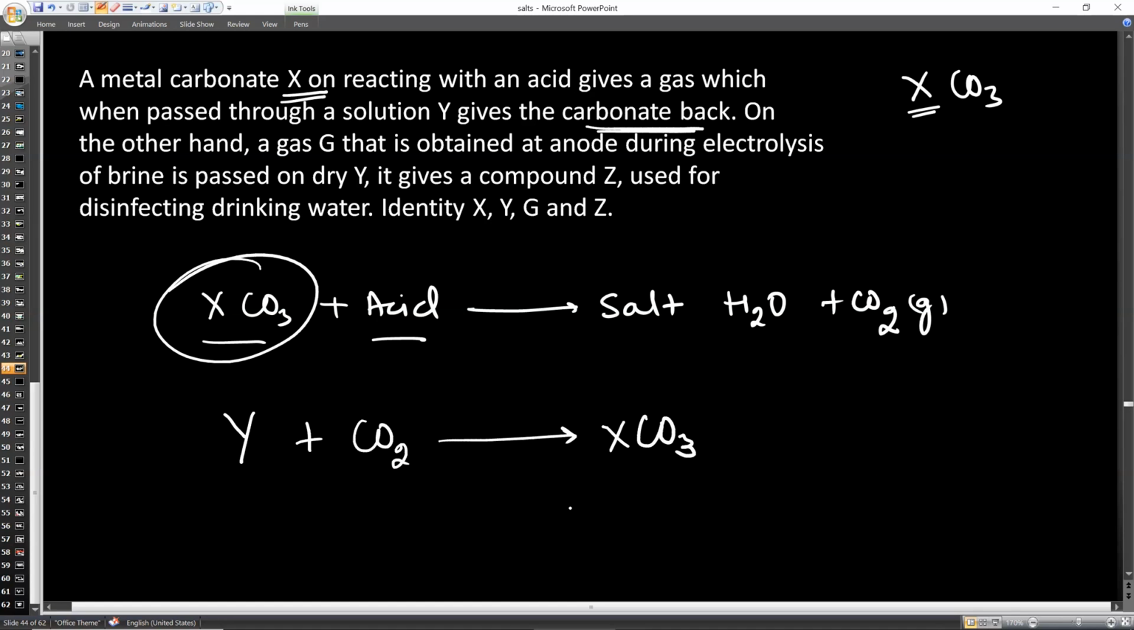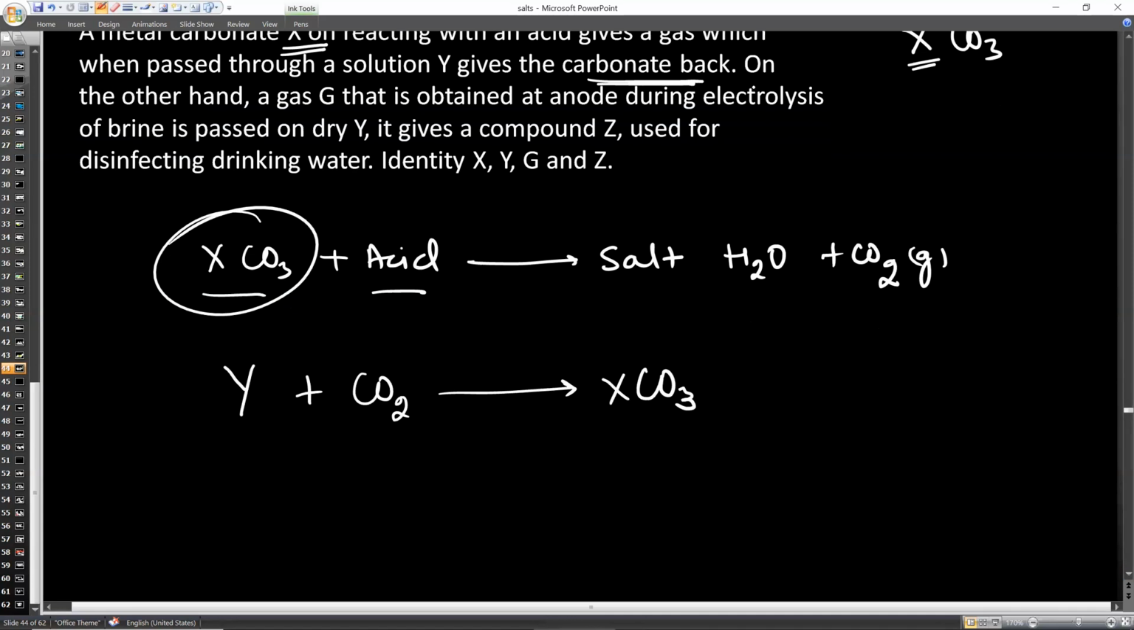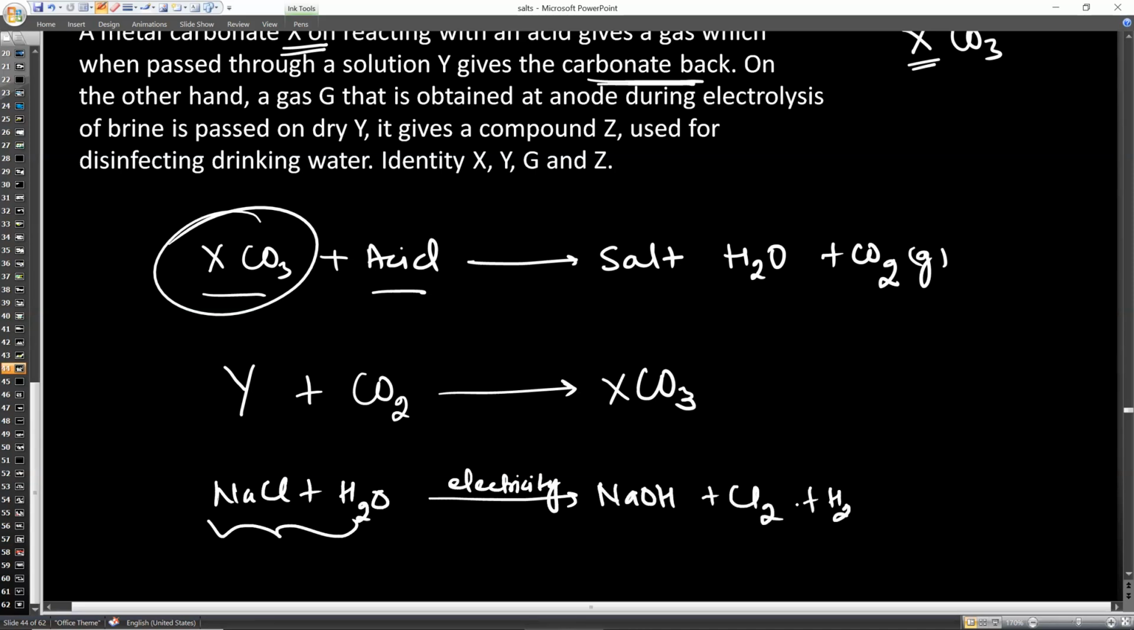On the other hand, this is another case. A gas G which is obtained on the electrolysis of brine. What is brine? An aqueous solution of sodium chloride. NaCl reacts with water and when you pass electricity, what would happen? What is that process named? It is called electrolysis, the chloralkali process. NaOH plus Cl2 plus H2 will be formed.